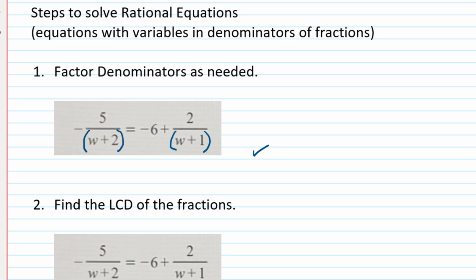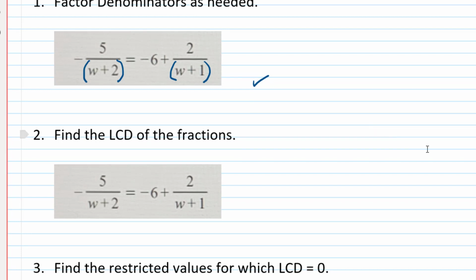Moving on to step 2, we're going to find the least common denominator of any fractions in the expression. And basically, if all the denominators are completely different factors, then all you have to do is multiply them together to get that least common denominator. So in this case, it would be w plus 2 times w plus 1.